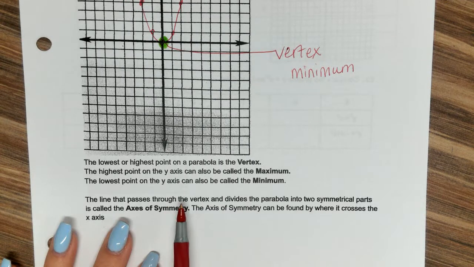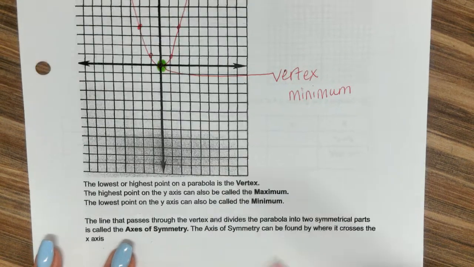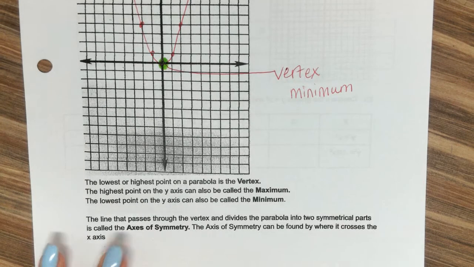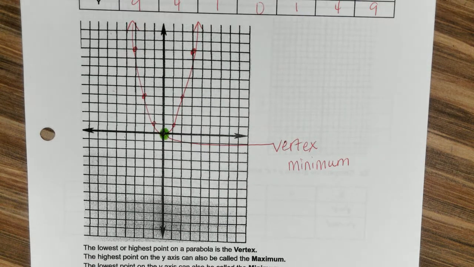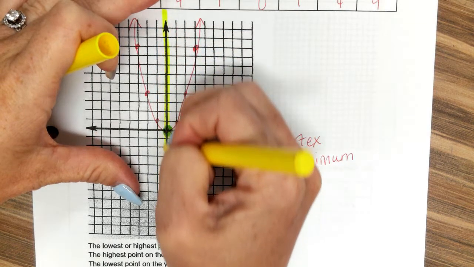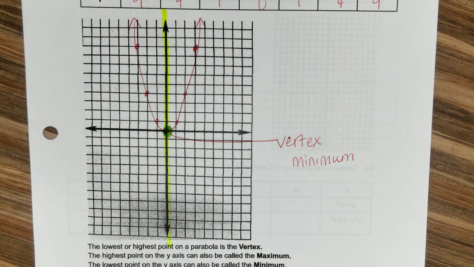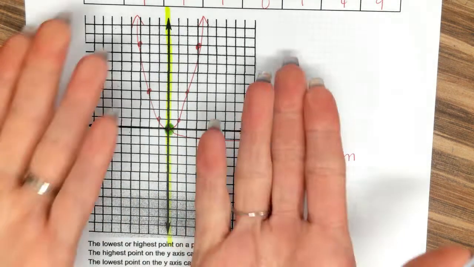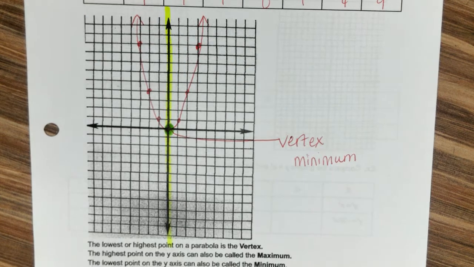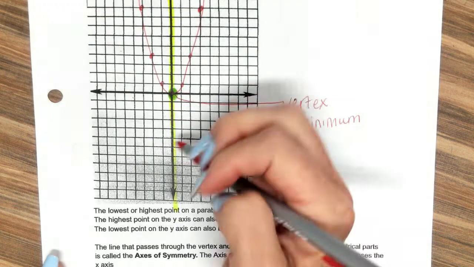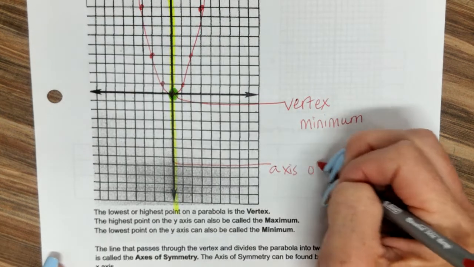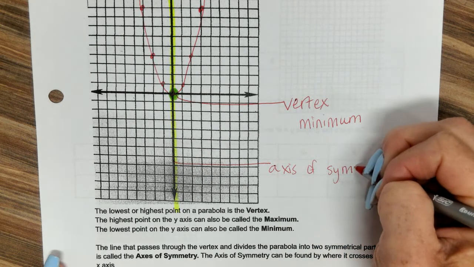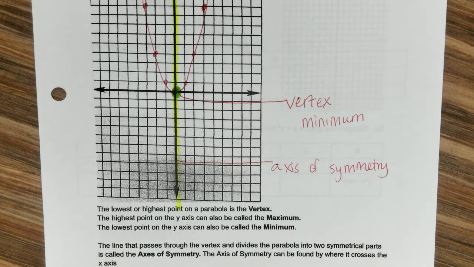The line that passes through the vertex, so the line that passes through this point and divides the parabola into two symmetrical parts, is called the axis of symmetry. So I want you to take something and draw a line right there. Notice if I put a line right there, it splits this thing perfectly in half, and if I was to fold it, it would be exactly the same on the left as it is on the right. This is called the axis of symmetry. And you might have to write an equation for that.